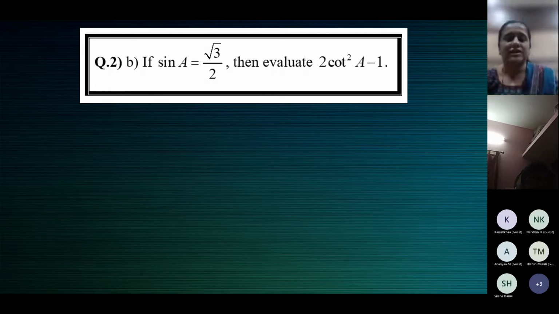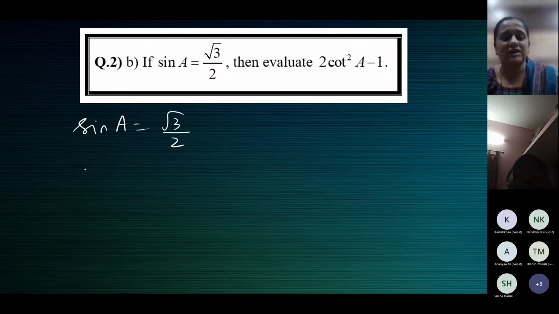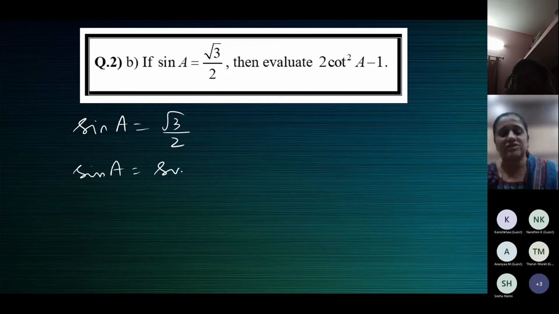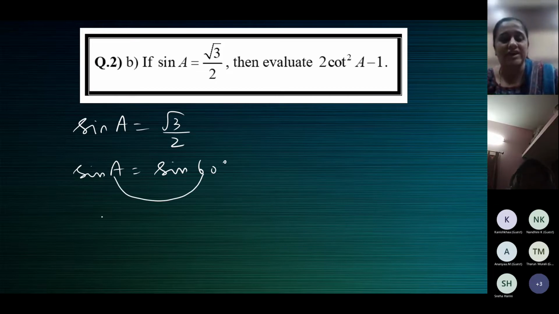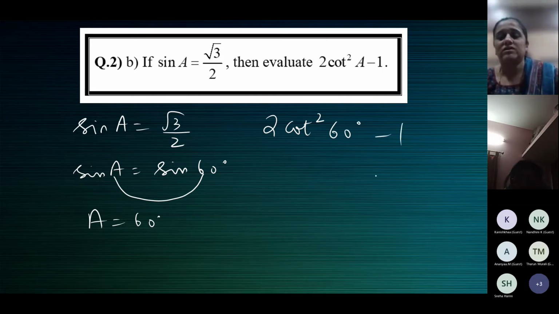Now here, sine A is equal to root 3 by 2. Now, when is it root 3 by 2 in the sine table? Sine 60 degrees, yes. So here you can find the value of A. What's the value of A? A is equal to 60 degrees. So now we need to find 2 cot square A minus 1, that is 2 cot square 60 degrees minus 1.